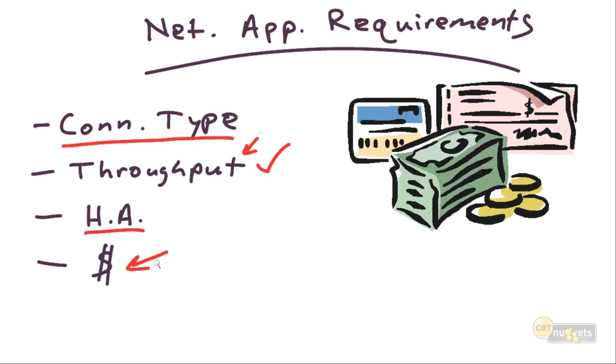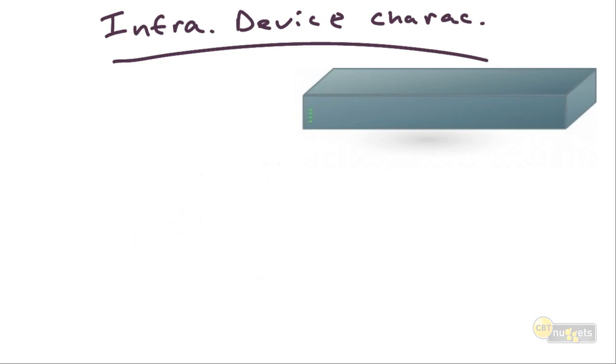And then finally, of course, overall total cost. That's right, the various network applications are going to have different requirements for overall total cost to implement. Now, another major area of design consideration when it comes to the enterprise campus is the overall infrastructure device characteristics.